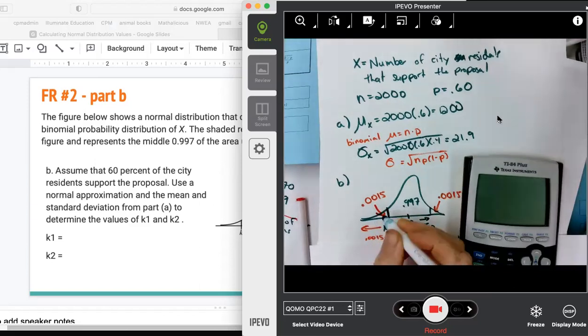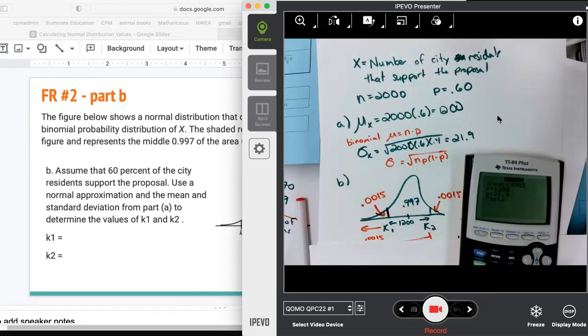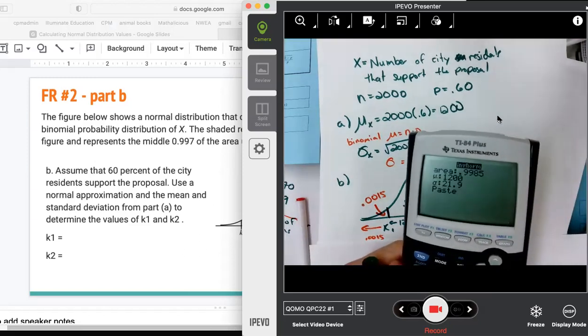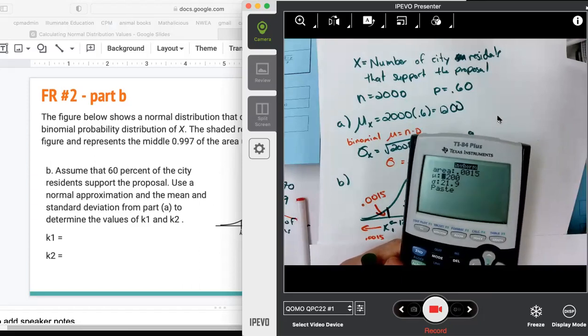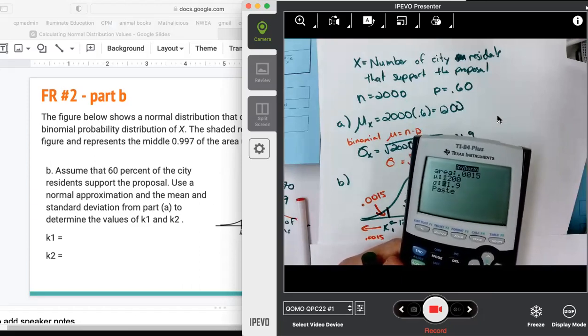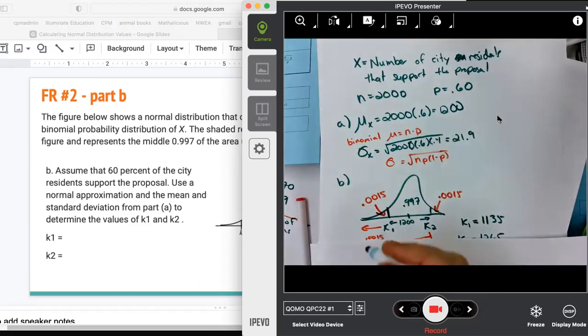Your calculator, when it does a normal curve, finds the area to the left. So if I use second distribution and go to inverse norm, the area I want to the left is 0.0015. My mean is 1,200, standard deviation is 21, and I paste that in there, and I get 1,135. So basically this is to the left, and if they're less than this, I will only have a 0.0015 chance of getting that if 1,200 is in fact the expected.